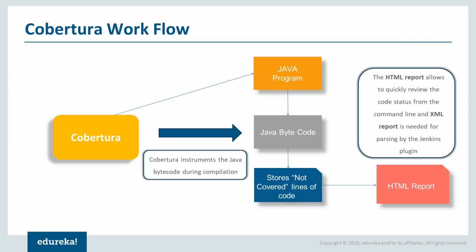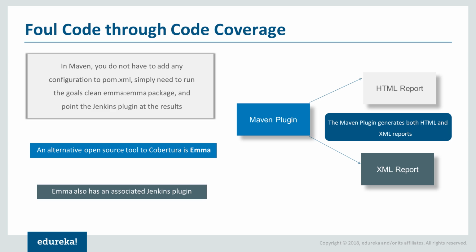Once that is done, you have an option of publishing that report in the form of HTML. The HTML report allows you to quickly review the code status, and the XML report is typically needed for parsing by the Jenkins plugin. In Maven, you do not have to add any configuration to pom.xml. You simply need to call it and mention in the goal clean emma:emma, or clean cobertura:cobertura, depending on which plugin you want to call.